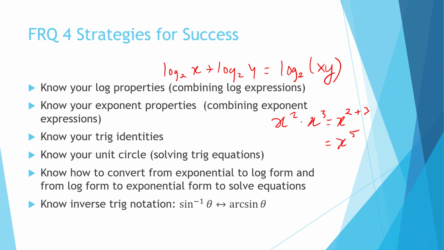You need to know your trig identities, whether that is sine squared plus cosine squared equals 1, secant squared equals 1 plus tangent squared, cosecant squared equals 1 plus cotangent squared. You need to know what's a reciprocal of what. For example, secant is the reciprocal of cosine, not cosecant. Sum and difference formulas, double angle identities, those all need to be committed to memory as well.